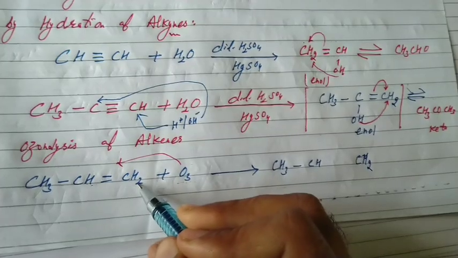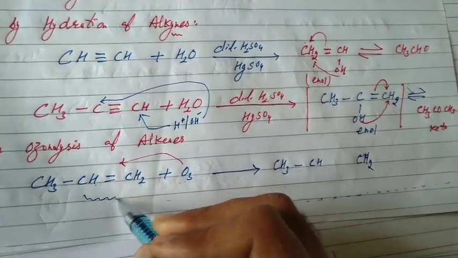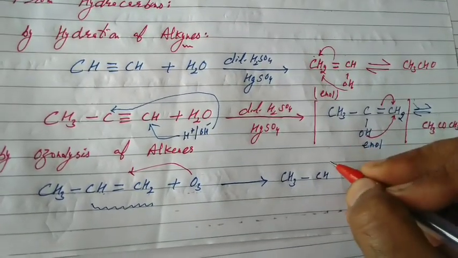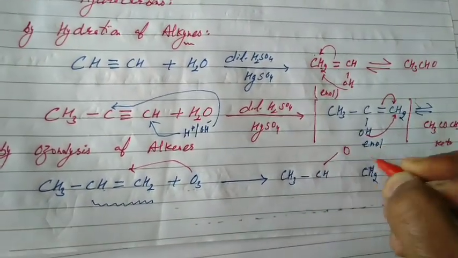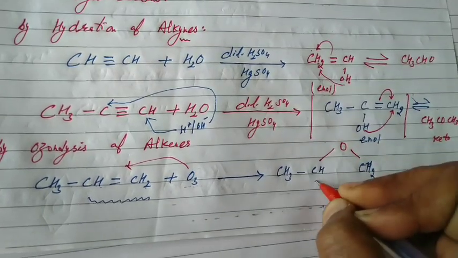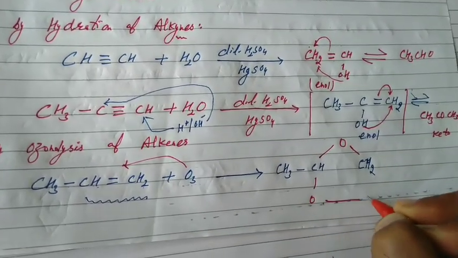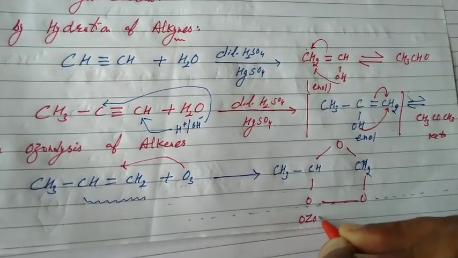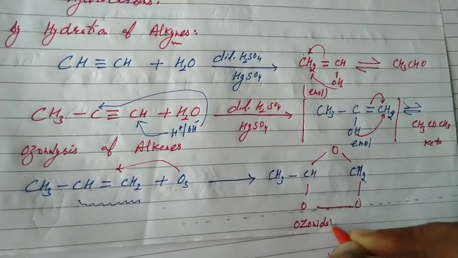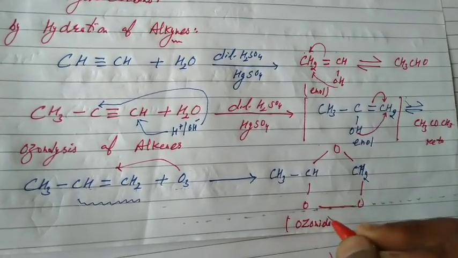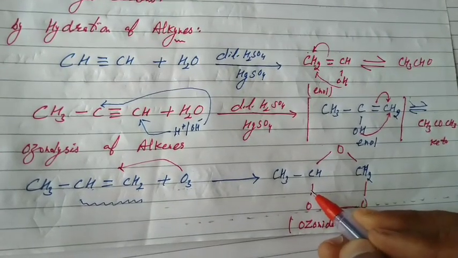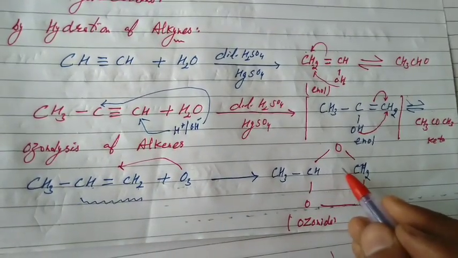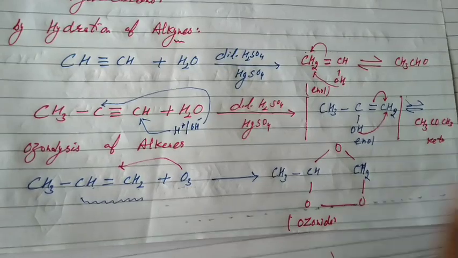Take CH3, CH double bond CH2. At first it is clear it will attack at the position of unsaturation. Each unsaturated carbon forms two new bonds with the oxygen atoms of ozone. What is the formula of ozone? O3, in the form of a triangle. The compound formed is called ozonide. Two new bonds are formed only when the direct link is broken, and the carbons get linked with the oxygen atoms of ozone.